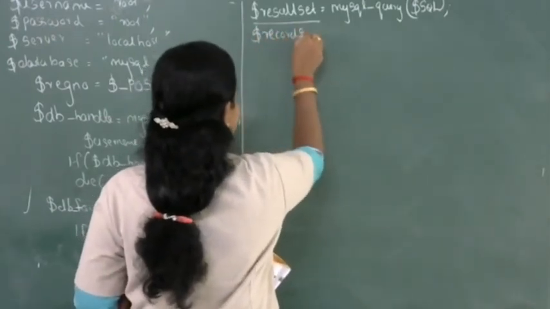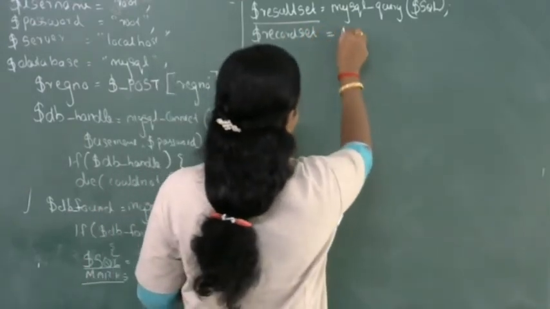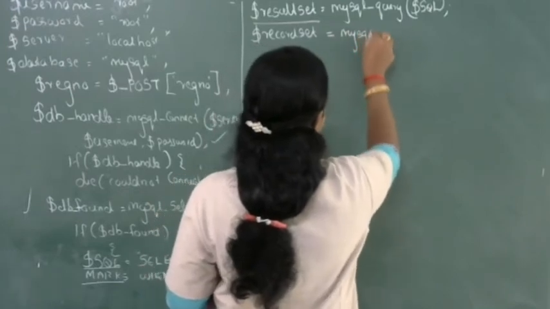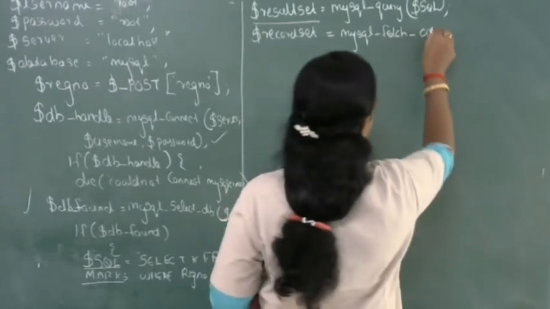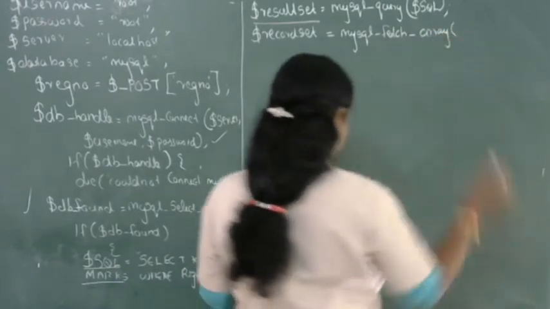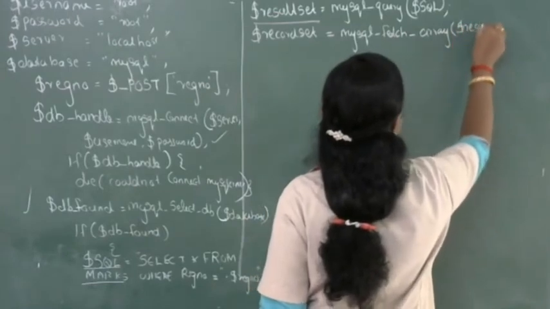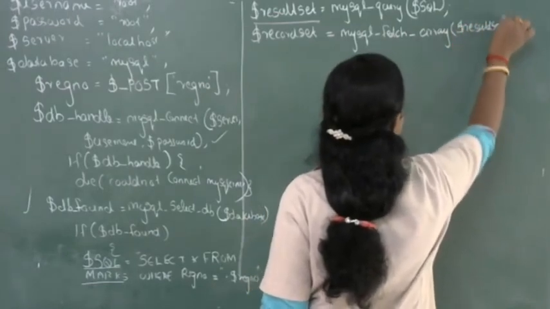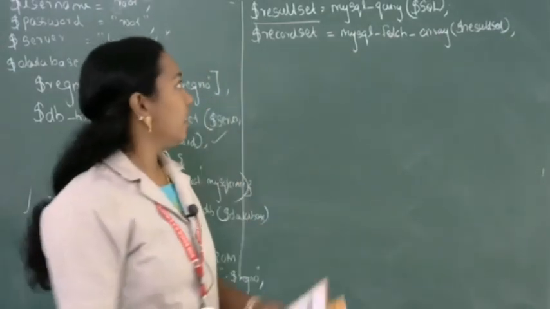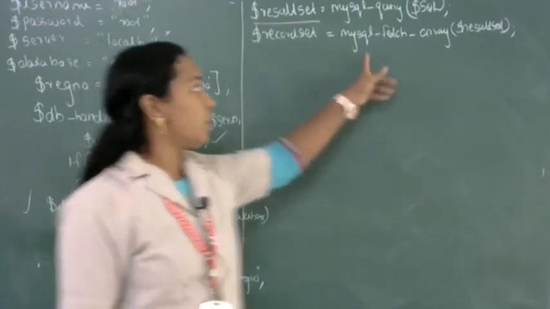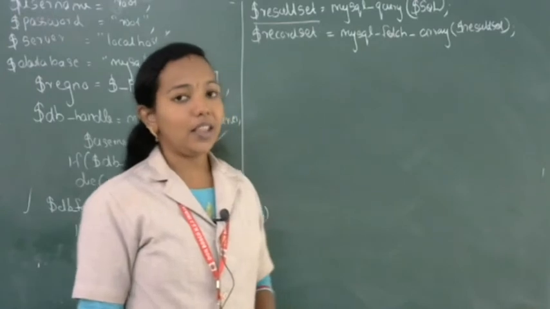$record_set is equal to mysql_fetch_array, then the variable that we are using, that is $result_set. Okay, clear? $record_set is equal to mysql_fetch_array($result_set). So this was our third step.